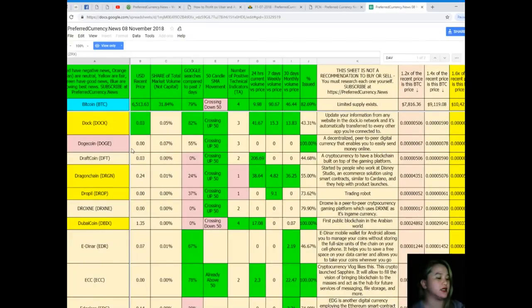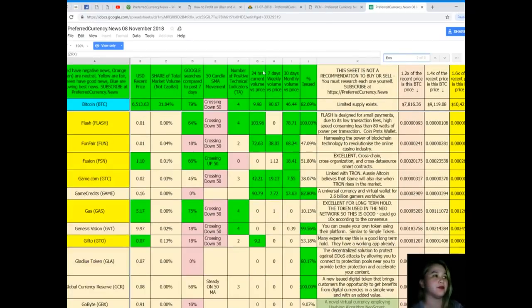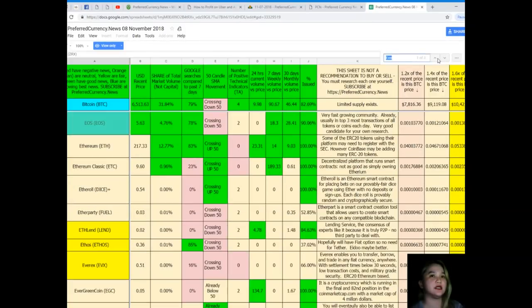Last, let's find EOS. I want to know what's the status of EOS, guys. Where's EOS? Here. So for EOS, USD recent price, it's 5.63. Share of total market volume, it's 4.76%. Google searches compared to the past 7 days, it's 78%. It's crossing down 50. Number of positive technical indicators, 2. 24 hours current volume versus price, 0. 7 days volume versus price, it's 18.3. 30 days volume versus price, it's 28.41%, and percent issued it's 90.06%.